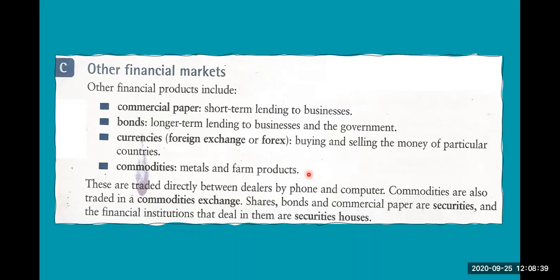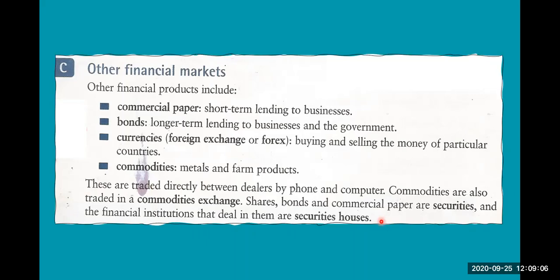Thank you very much. Okay, so other financial markets are those, right? Commercial paper, bonds, currencies, and commodities. Those are some examples of financial markets. And to finish reading, I think this is the last part, if I'm not wrong. Adriana, can you help us read the last paragraph, please?